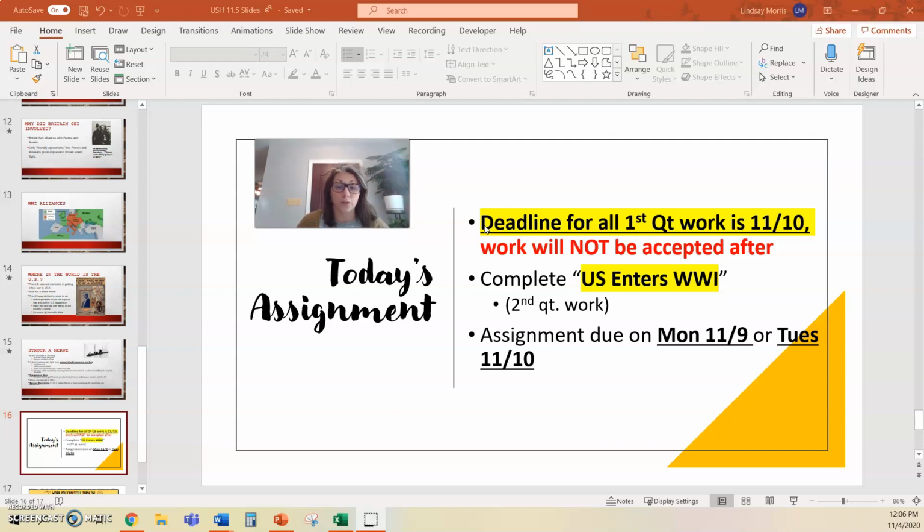The deadline is on Tuesday. This assignment is not part of first quarter work. This will be the first assignment for second quarter. So this assignment is due on Monday or Tuesday, depending on when you have class. And it is a reading and questions that you can find in your Schoology. The U.S. enters World War I. So make sure you're using the reading that is in the folder for this week, labeled U.S. enters World War I reading, to complete the assignment.